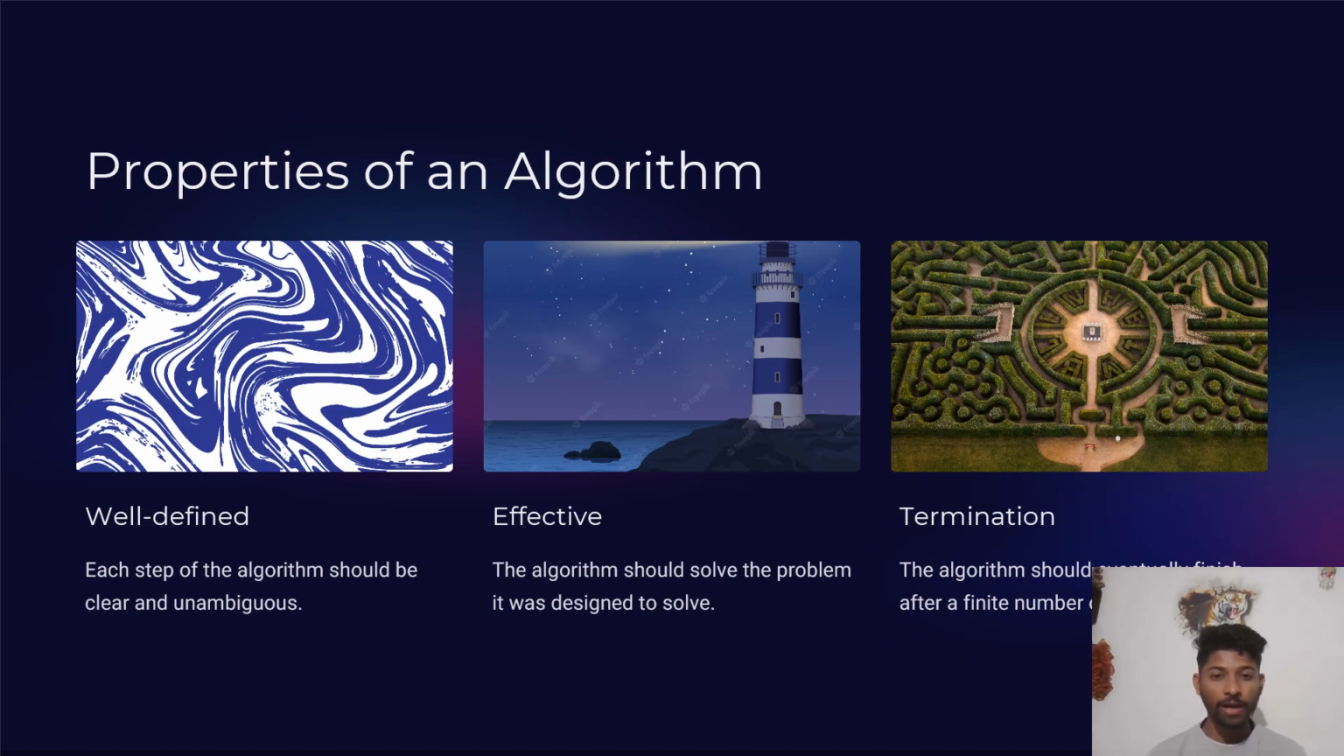So, properties of an algorithm. Well defined: each step of the algorithm should be clear and unambiguous. Effective: the algorithm should solve the problem it was designed to solve. Termination: the algorithm should eventually finish after a finite number of steps.